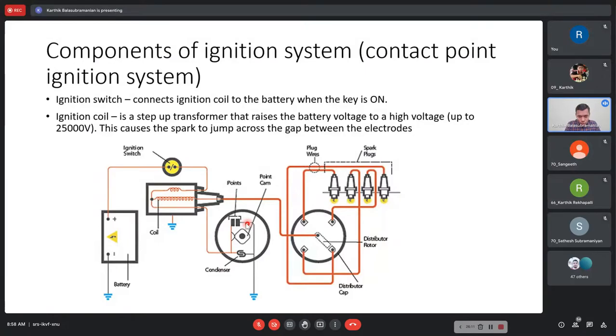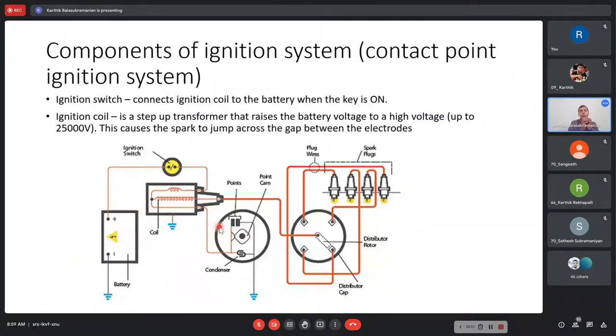So you see the points are open here, and this stores the charge. When the cam rotates, it pushes out the contact point, so the current doesn't flow. When it's open, the condenser gets charged up. A lot of power gets charged up. And then suddenly when the cam rotates again, the contact is made. So when the contact is made, all the charge is suddenly sent through the circuit. There is a surge of power through the circuit, and that goes to the spark plug and gets a spark.